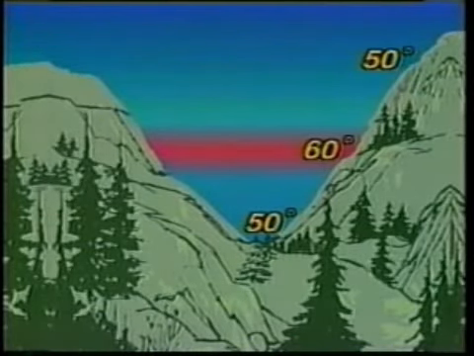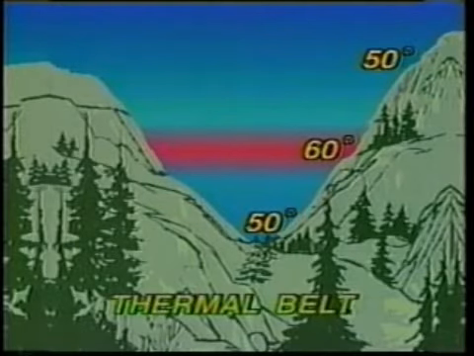In the inversion just seen, there may be a zone of warmer, drier air that forms during the nighttime hours. This zone is known as a thermal belt. When a fire enters the thermal belt, you can expect some increase in fire behavior.